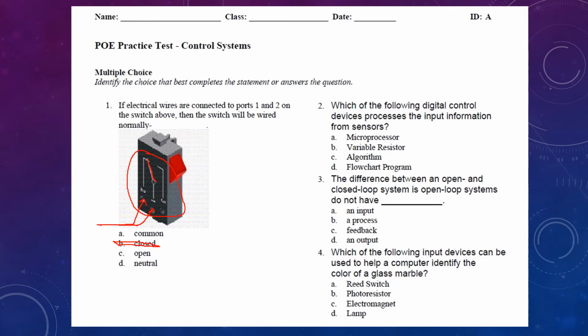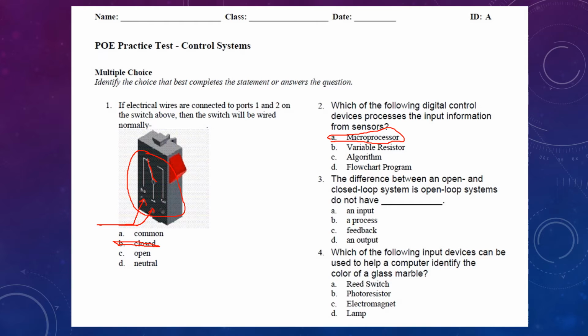Which of the following digital control devices processes the input information from the sensor? So which one is going to take and process? The actual word is in the answer, microprocessor in this case. A variable resistor, that's just going to give you a different value. That's an electrical value. The other two just don't even make any sense.